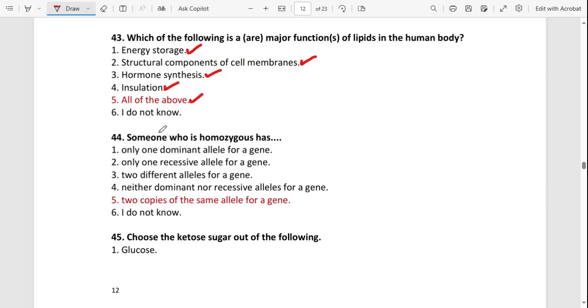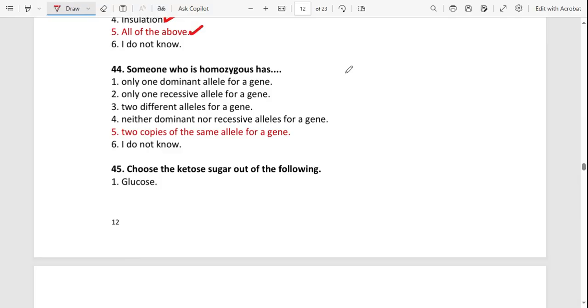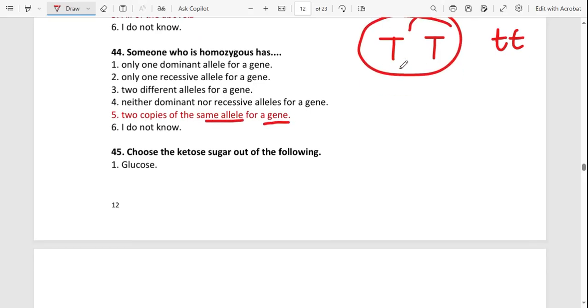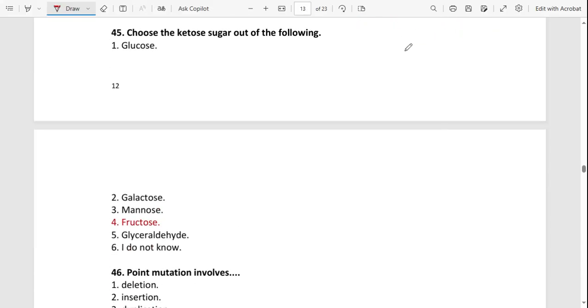Someone who is homozygous has two copies of the same allele. For example, capital T, capital T. Capital T is an allele, capital T is an allele, or someone that has got small t, small t. These are also alleles. They are homozygous. Two copies of the same allele for a gene. This is a gene for height, but they are the same copies.